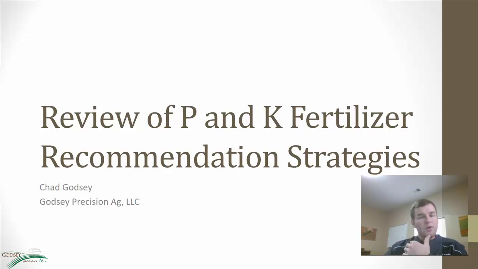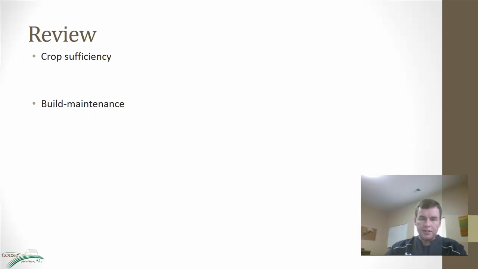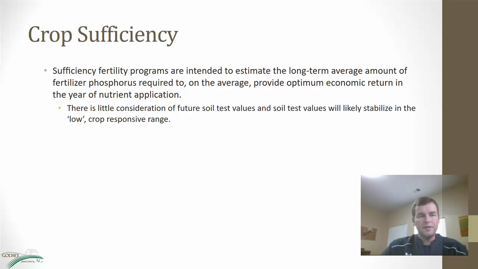Today on Tech Tuesday, we're going to review phosphorus and potassium fertilizer recommendation strategies and what goes into them. In a brief overview, there are two different concepts for making phosphorus and potassium fertilizer recommendations. The first one is crop sufficiency. The second is a build and maintain, or build and maintenance, philosophy.